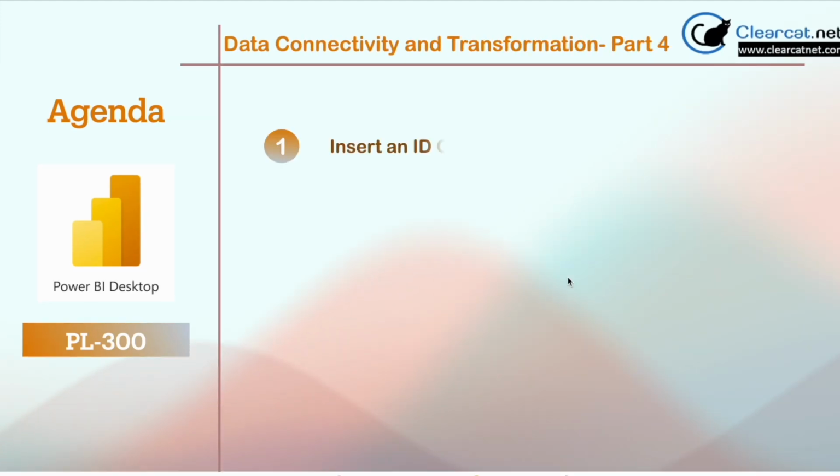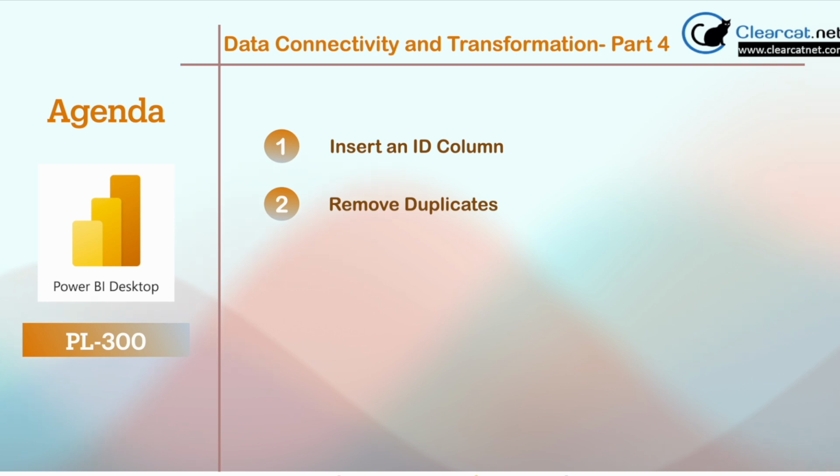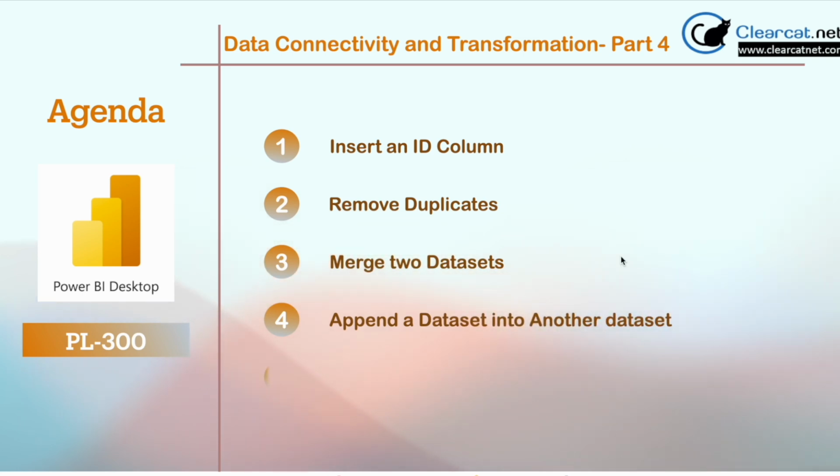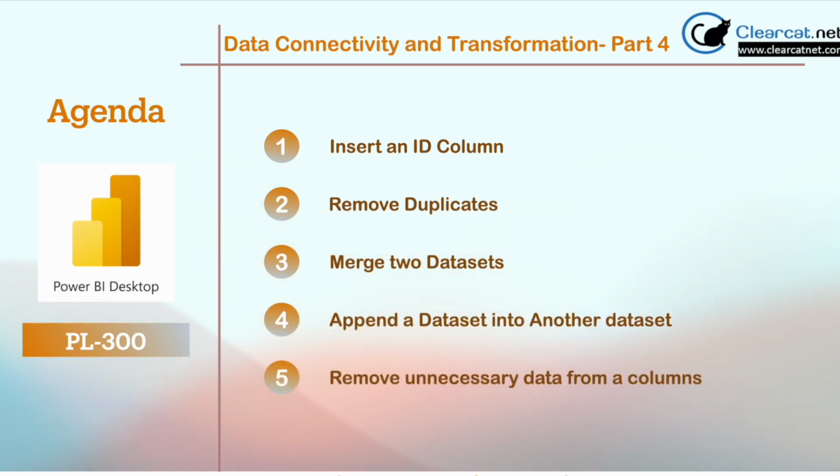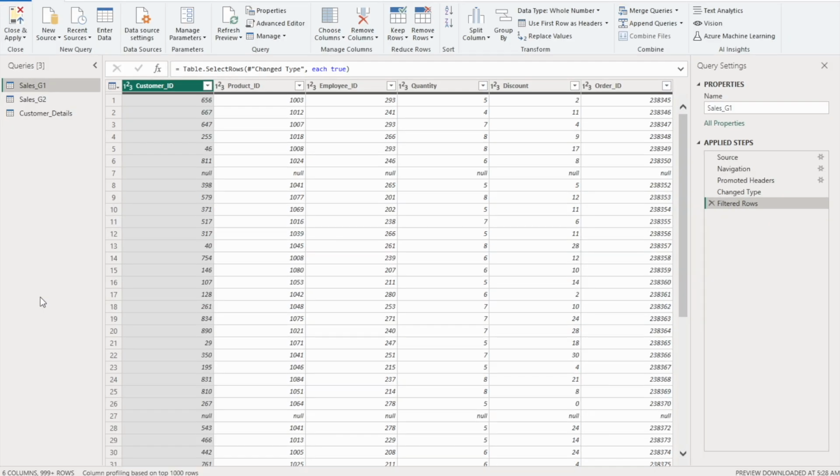Hello friends, this is Data Connectivity and Transformation Part 4 video. In this we are going to learn how to insert an ID column, remove duplicates, merge two datasets, append a dataset into another dataset, and remove unnecessary data from the columns. Keep watching this video. Add index column.